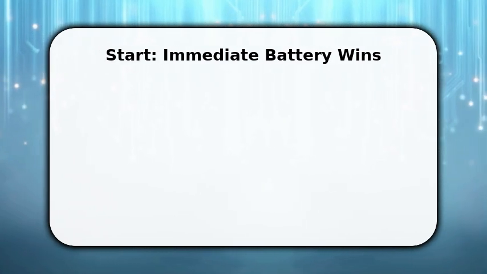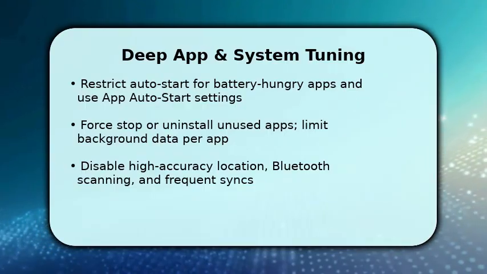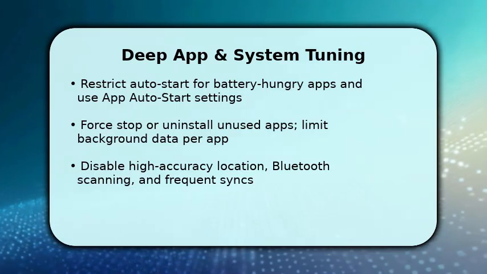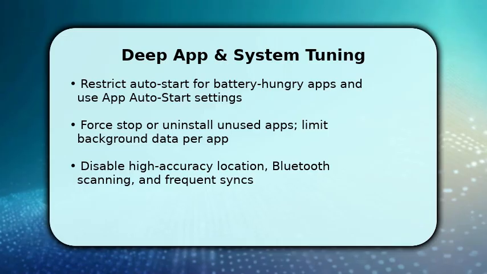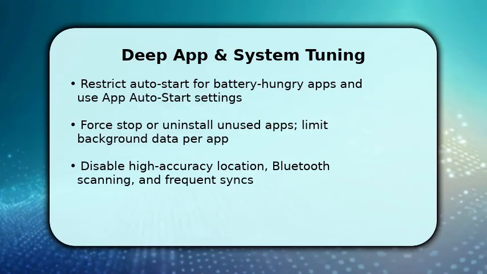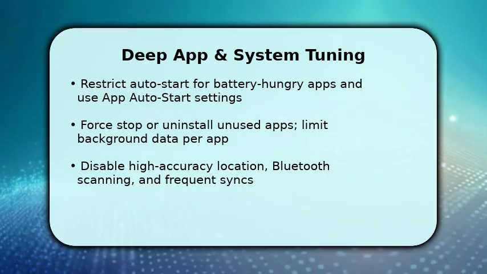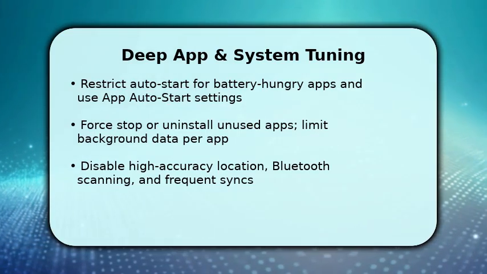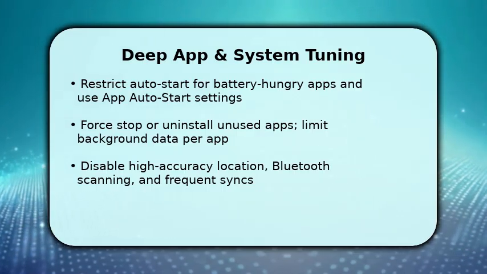Next, target persistent power users. You should restrict auto start and background activity for apps that abuse resources. Go into app settings, disable auto start for non-essential apps, and limit background data per app so syncs run only when you choose. Make sure location is set to battery saving or off, turn off Bluetooth scanning, and increase email/calendar sync intervals. Also enable dark mode for compatible apps and reduce animation scale in developer options to cut GPU load and save battery over time.